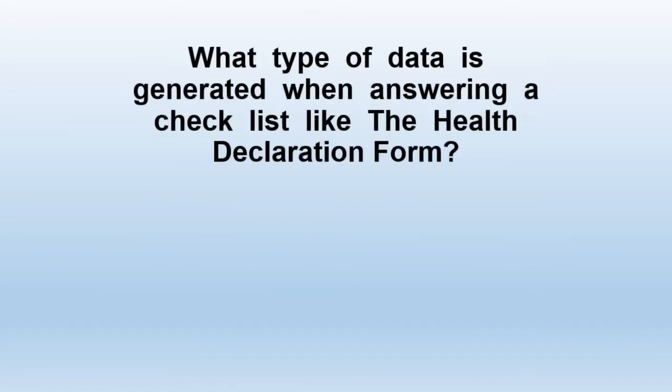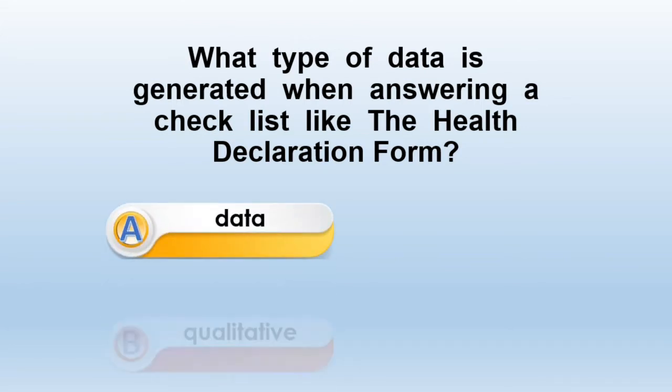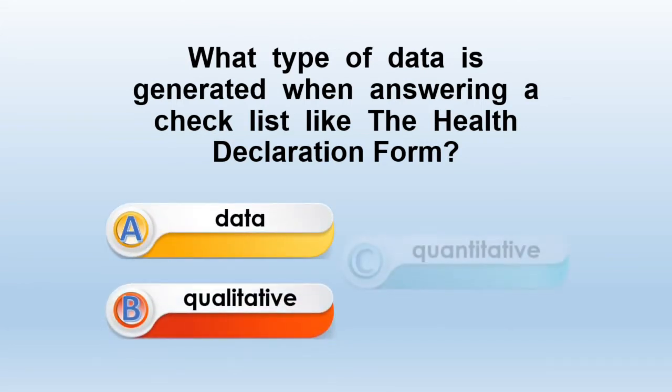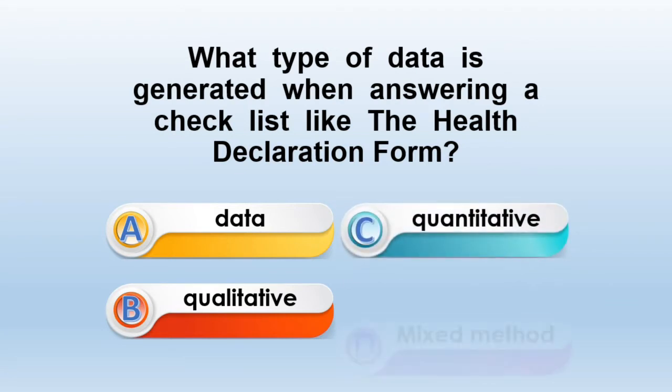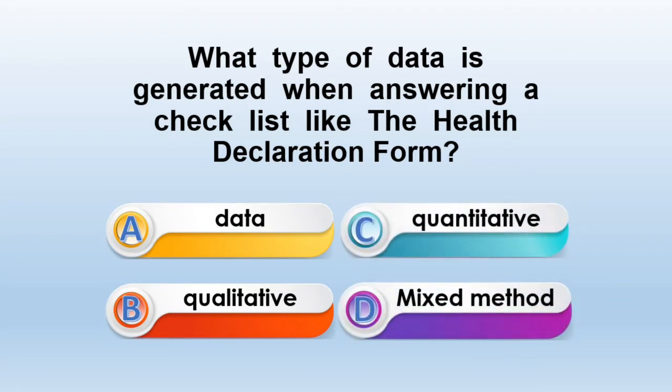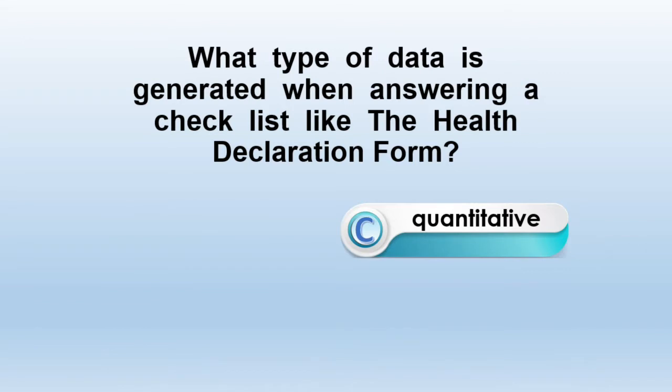What type of data is generated when answering a checklist like the health declaration form? A. Data. B. Qualitative. C. Quantitative. Or D. Mixed method. Is your answer letter C? Very good. The correct answer is quantitative.